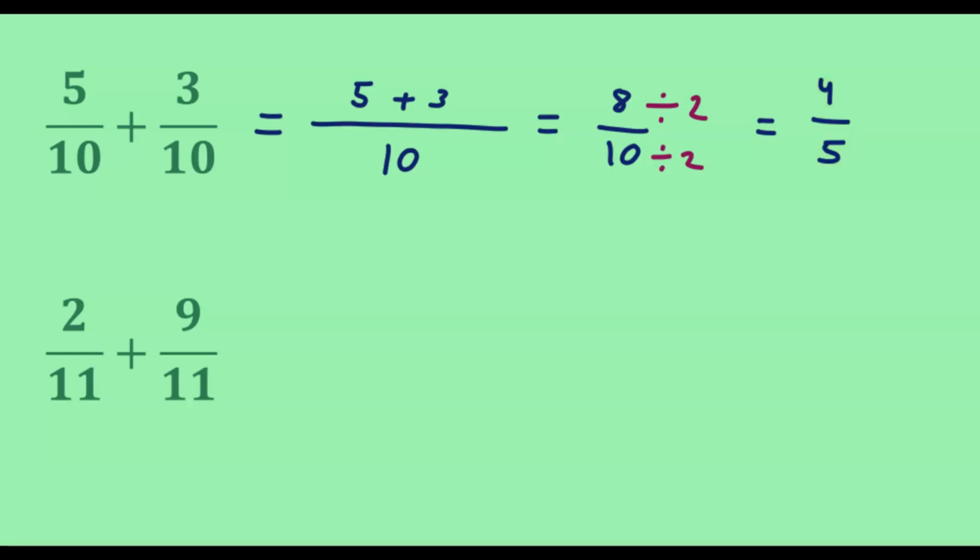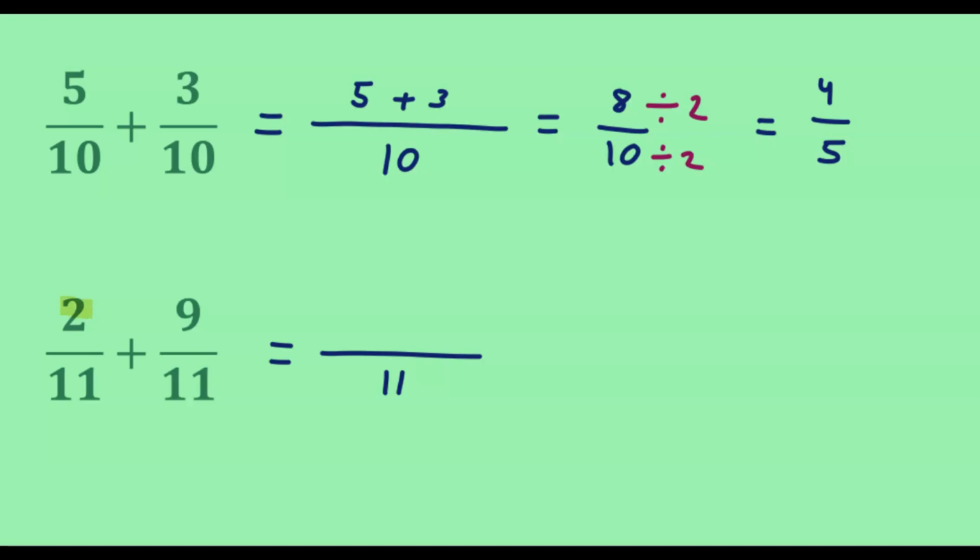Now let us consider the next problem. We have 2 over 11 plus 9 over 11. Consider the denominators. We can see that both of these fractions have the same denominator of 11. So when we add these two fractions, all we need to do is add the numerators and write that over the denominator of 11.